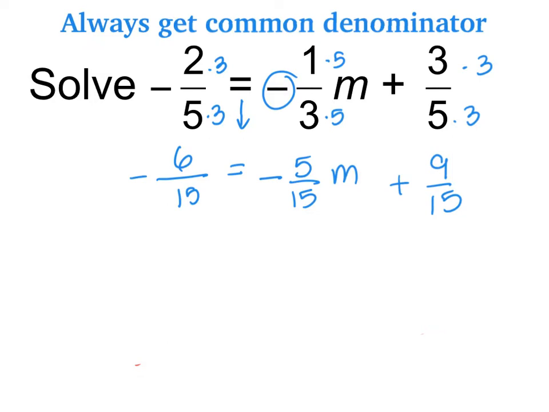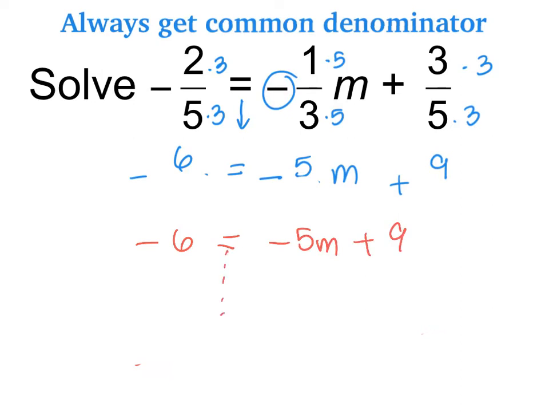And the one thing that may be difficult for you to understand is that when you have an equation, you're allowed to do anything you want to it, as long as you do it to every single part. So if I want to get rid of that denominator of 15, I'm going to multiply everything by 15, which is literally going to undo all of the division right away. So now I have a non-fraction equation. Negative 6 is equal to negative 5m plus 9.